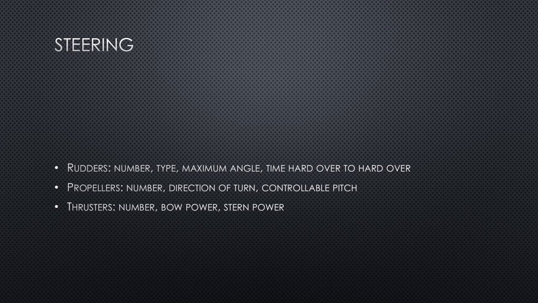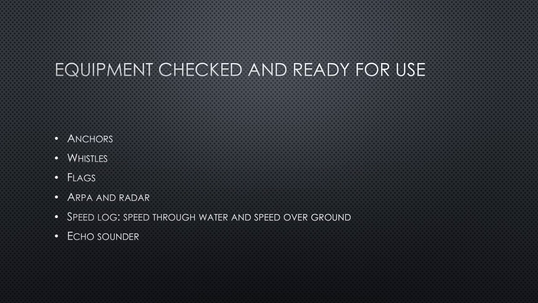Propellers, the number of propellers. Sometimes some ships may have twin screws or twin propellers. So the number of propellers, the direction of the turn of the propellers, whether they are left hand turning or right hand turning, or if one turns left hand, the other turns right hand, or if they are controllable pitch propellers, where only the pitch of the propeller is changed. The thrusters, so if you have bow thrusters and stern thrusters, or you have just the bow or just the stern thruster, then the number of thrusters, the power of the stern thruster as well as the power of the bow thruster.